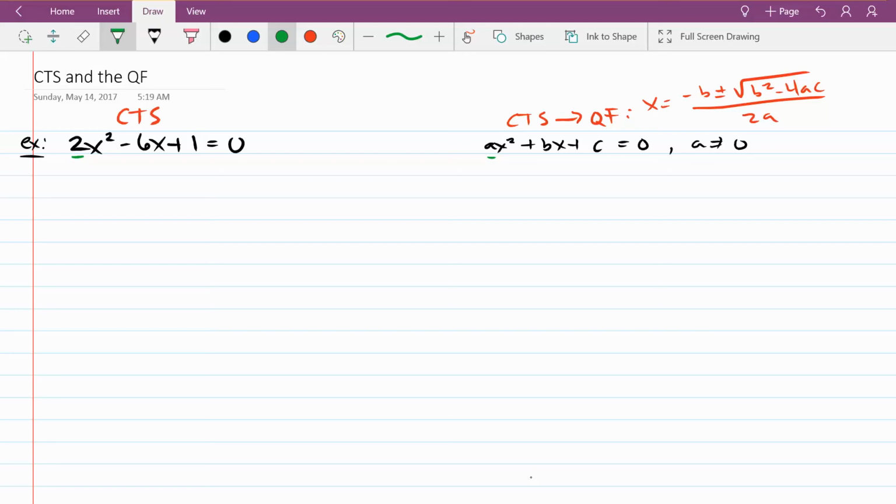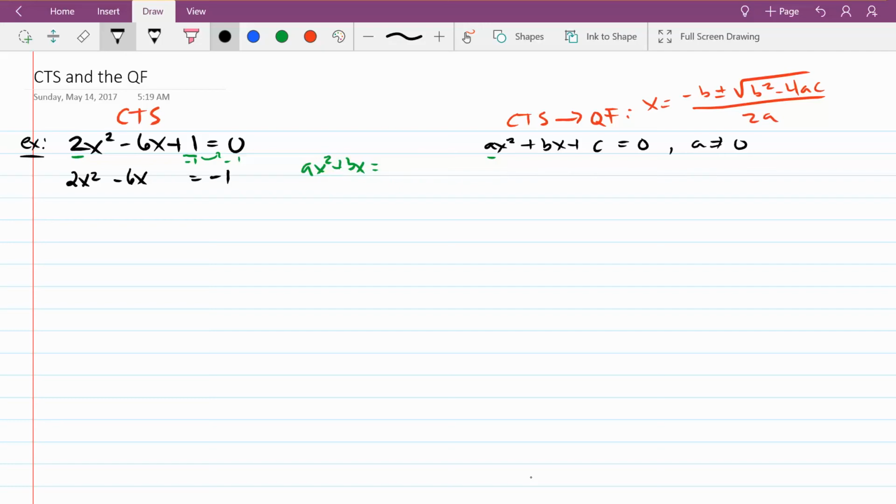Alright, moving along, the first step we want to do is arrive to the form just ax squared plus bx, and any integer, or even if it's a fraction, any rational number, this we need to move to the other side. Okay, so for our example, all we're doing is subtracting 1 on both sides to arrive at 2x squared minus 6x equals negative 1.